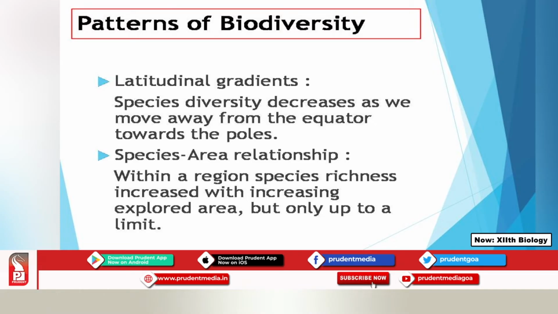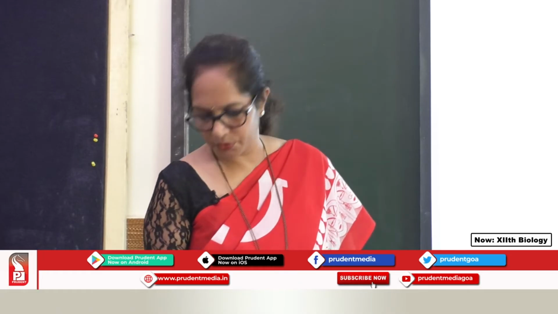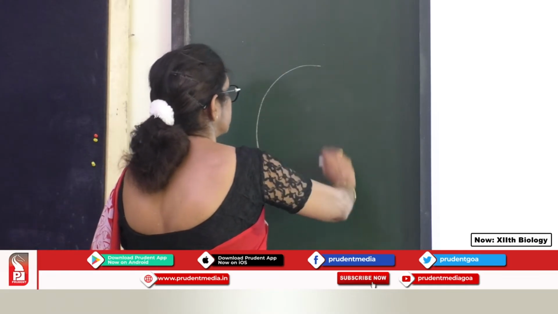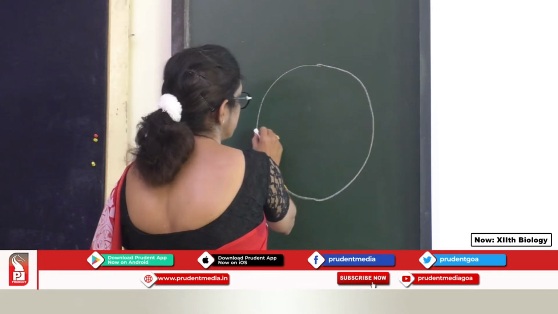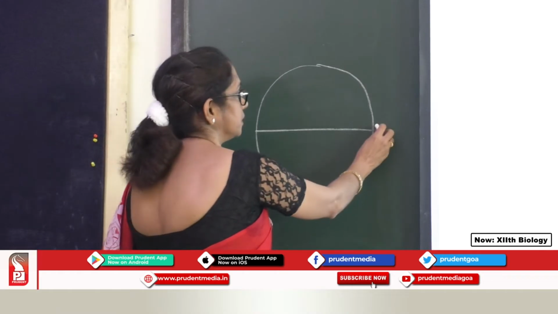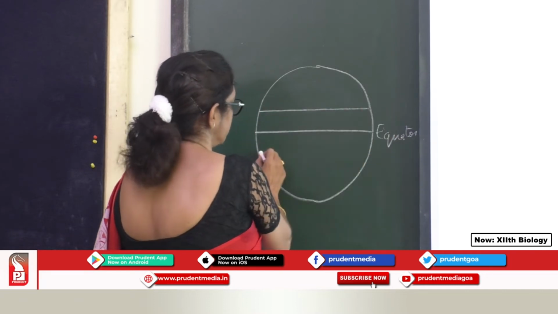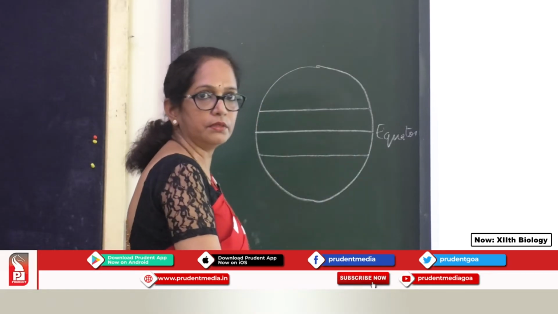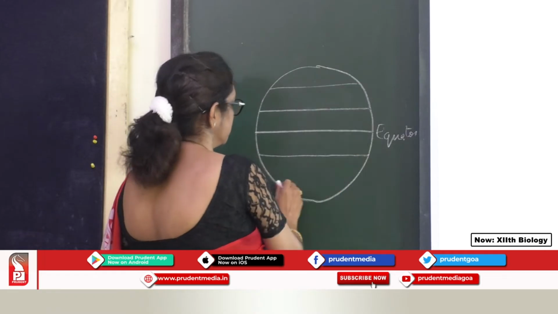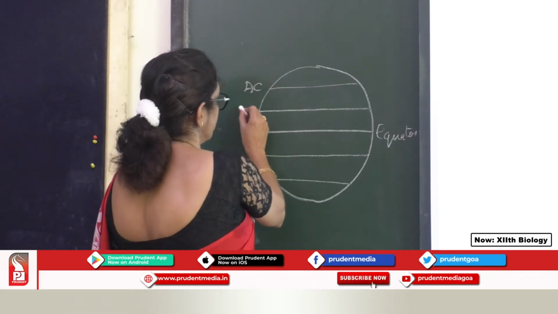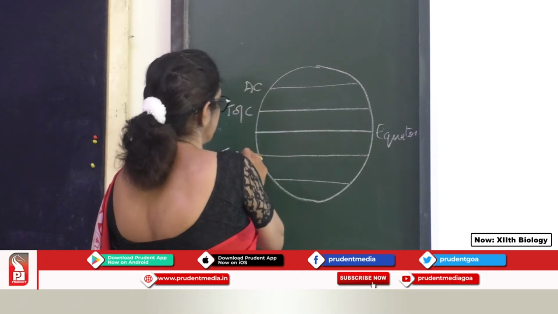Now here you have to remember what a latitude is. Only here I would like to use the chalkboard, just to revise a little bit of geography. If you all do not remember, if I draw the earth, now this is the equator, and this is the Tropic of Cancer and this is the Tropic of Capricorn. Now here is the Arctic Circle and here is the Antarctic Circle, the Tropic of Cancer and Tropic of Capricorn.